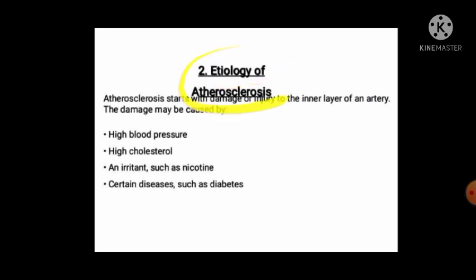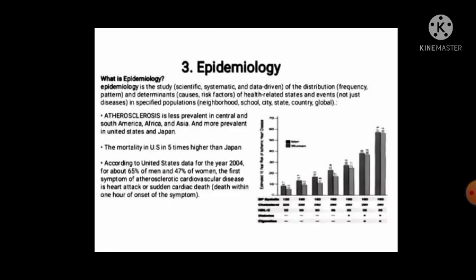Etiology of atherosclerosis. Atherosclerosis starts with damage and injury to the inner layer of the arteries. Damage may be caused by high blood pressure, which is from the heart, the pumping of the left ventricle, high cholesterol in the body, which is caused by junk foods, an irritant such as nicotine, and certain diseases such as diabetes. These directly affect atherosclerosis.